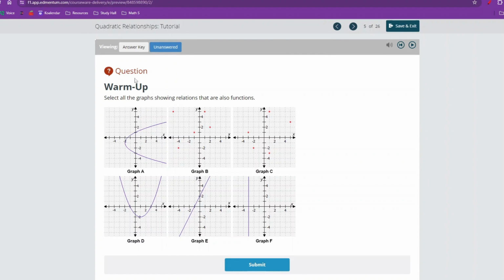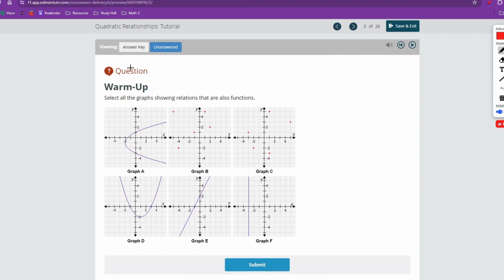So we start our lesson on page 5 with a warm-up question. The question tells us to select all the graphs showing relations that are also functions. So in order to answer this question, first we need to refresh ourselves on what a function is.